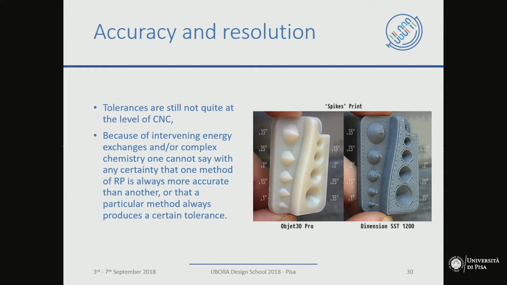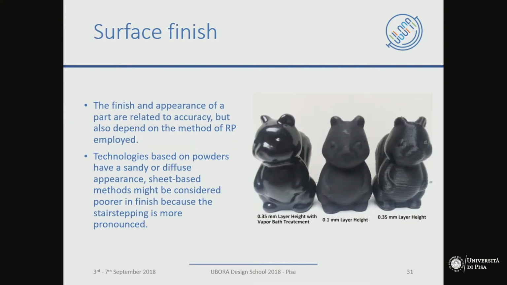Probably tolerances are not so accurate as in CNC machining. So you cannot go down to a few microns. Surface finishing and aspects are not as expected. These are different, so you already saw them.